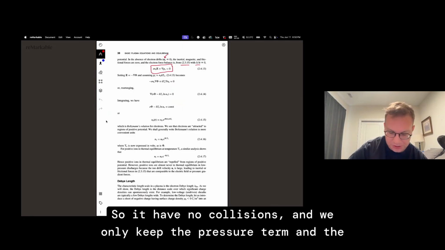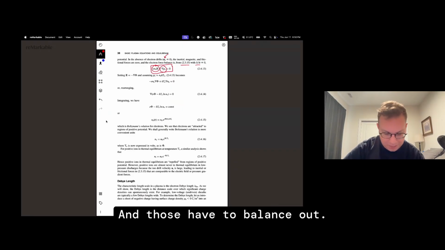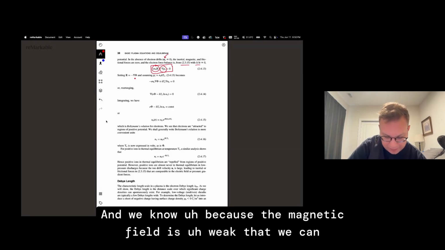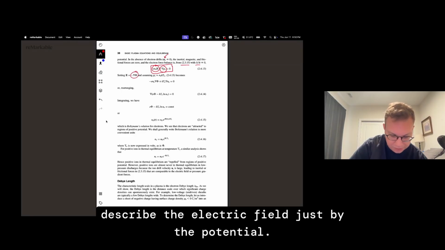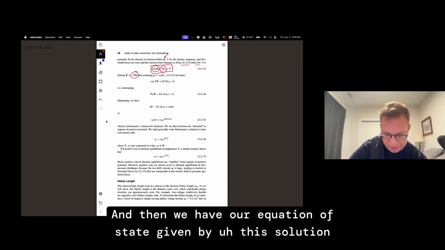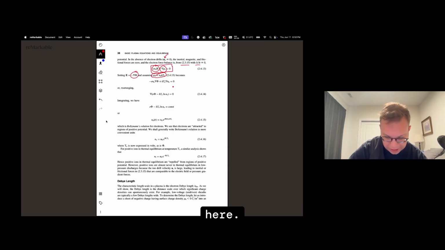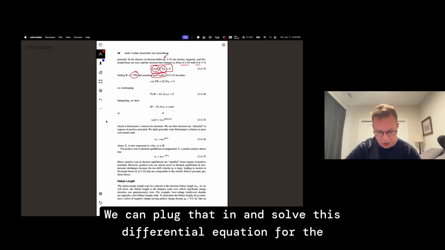So we have no collisions, and we only keep the pressure term and the electric field term, and those have to balance out. Because the magnetic field is weak, we can describe the electric field just by the potential. Then we have our equation of state, given by this solution here. We can plug that in and solve this differential equation for the density of the electrons.